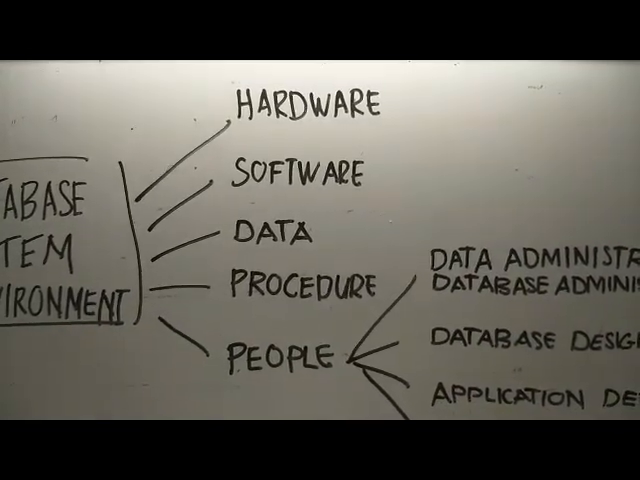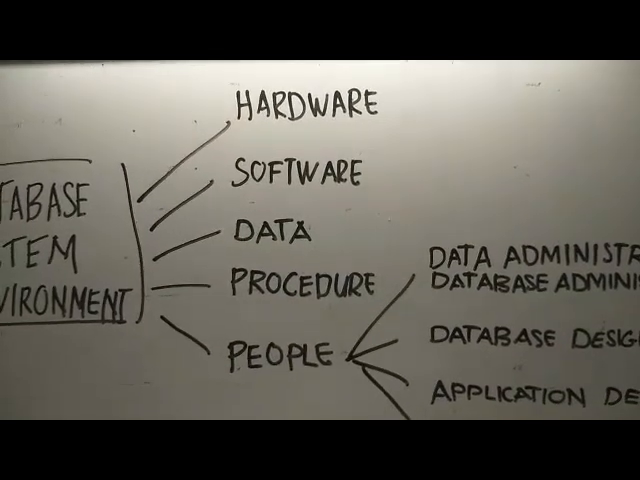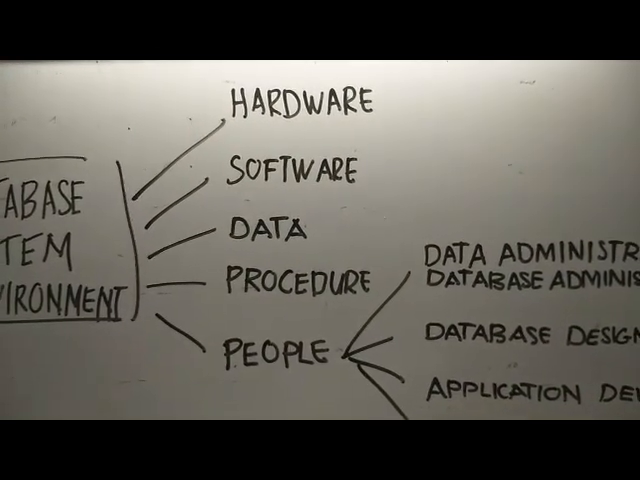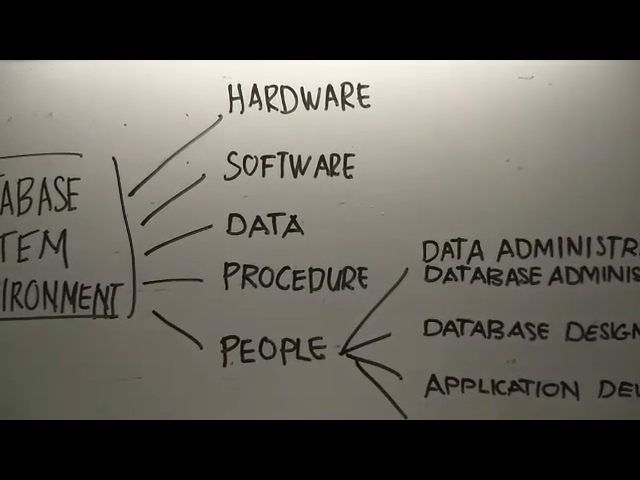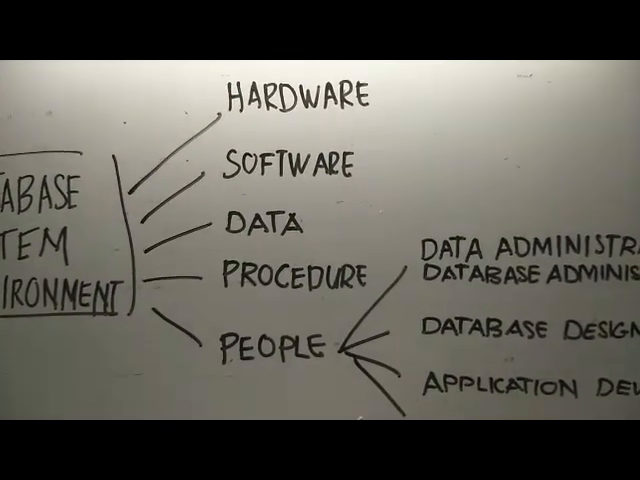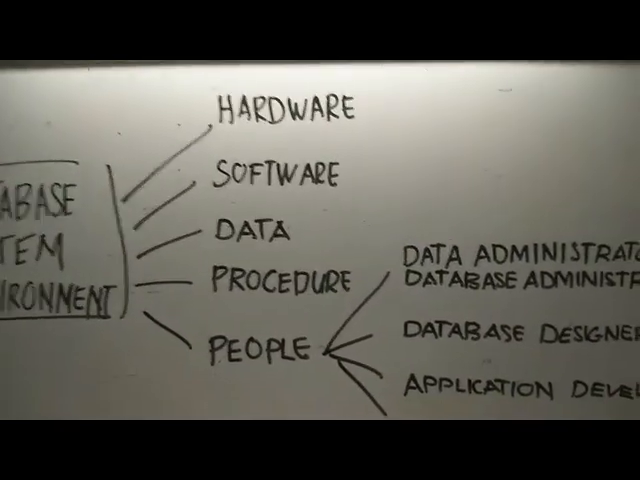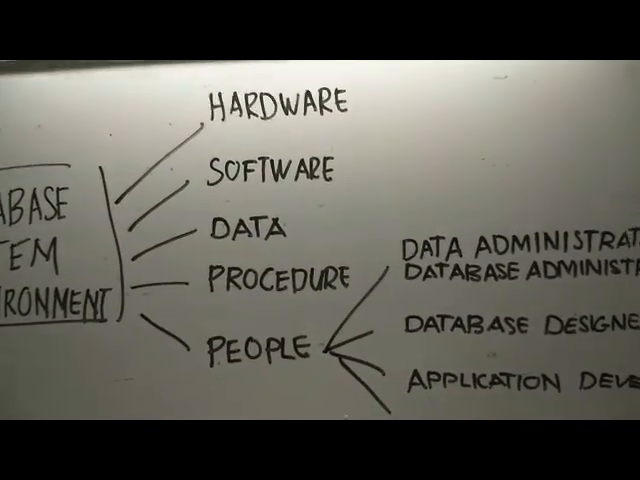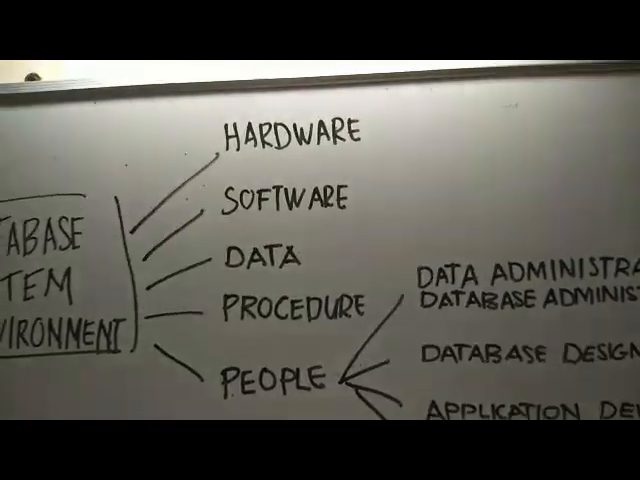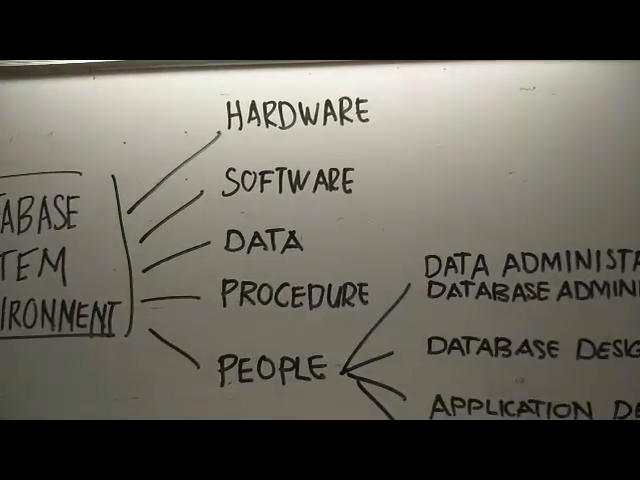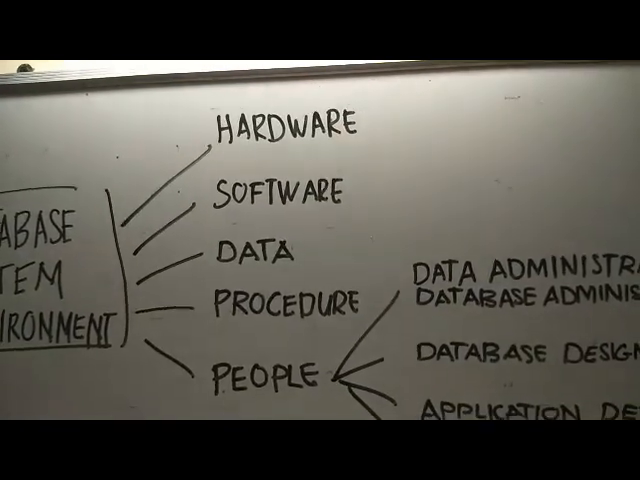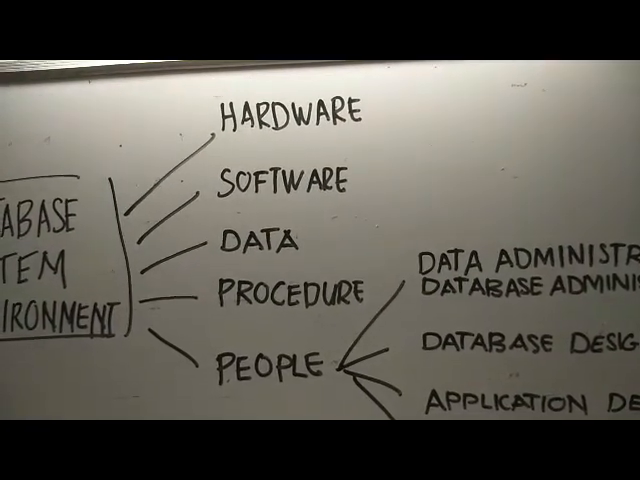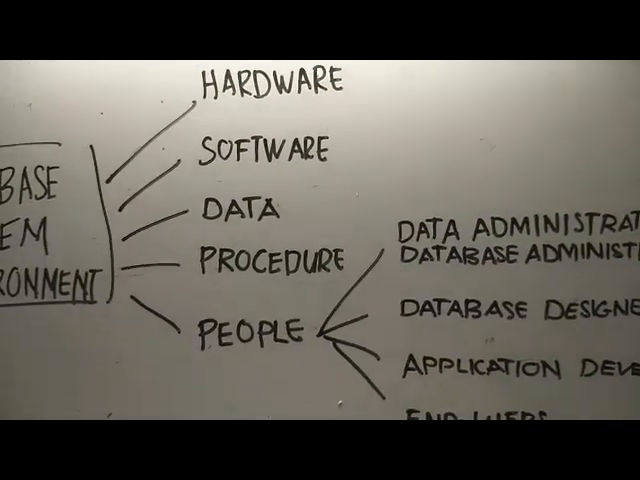Next is software. Software comprises the DBMS software itself and the application programs, together with the operating system, including the network software. If the DBMS is being used over a network, application programs are normally written in a third generation programming language, 3GL, and fourth generation language, 4GL.